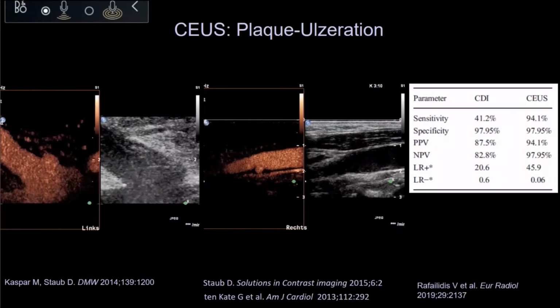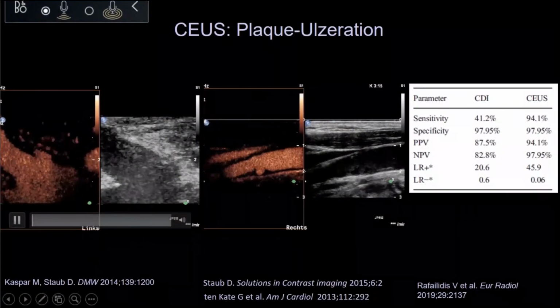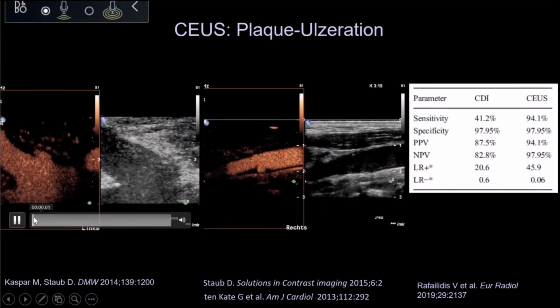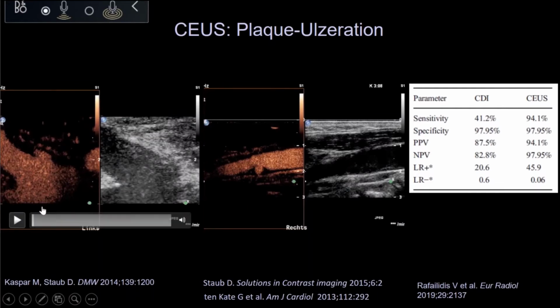But you can also see plaque ulceration nicely. Here are some examples of plaque ulcerations in this patient, on this side and on this side. In both you can also see some vascularization.